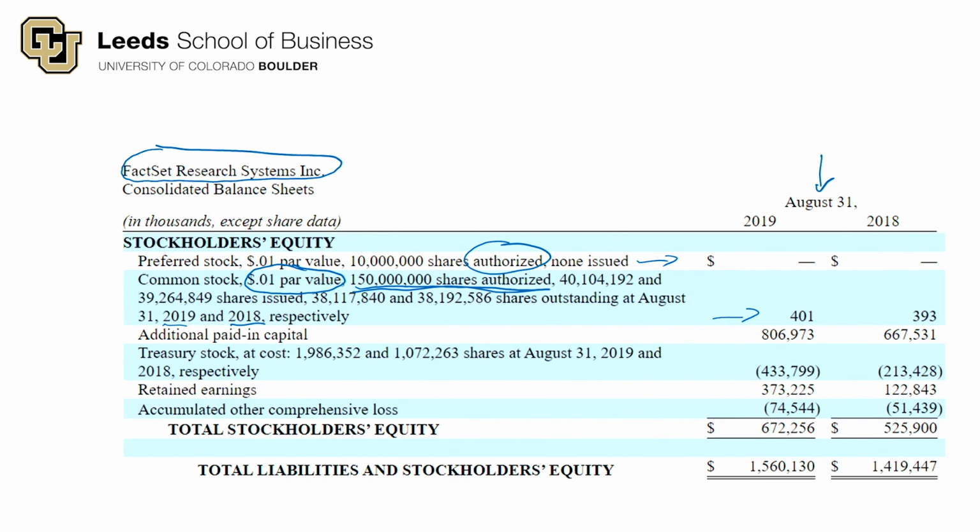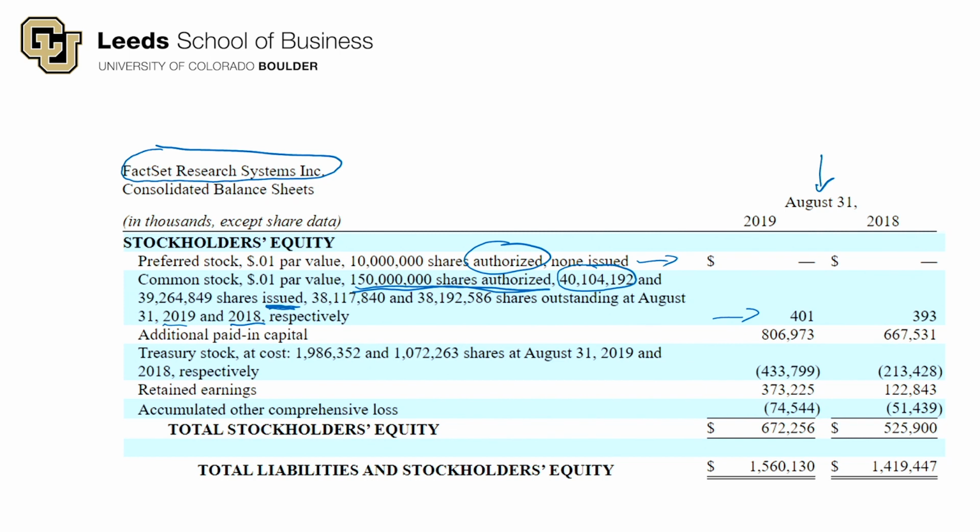So let's just talk about 2019. So in terms of shares, so let me erase this circle here. In terms of shares issued, how much as of 2019 is this number here? 40,104,192. That's how many shares are issued. What does issued mean? Well, if you go to the previous slide, it means that at some point in time, FactSet sold those shares to some external third party out in the marketplace, okay? So they've sold 40 million shares at some time in the past, okay?